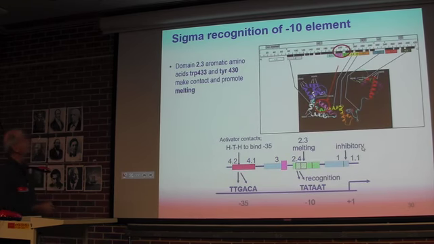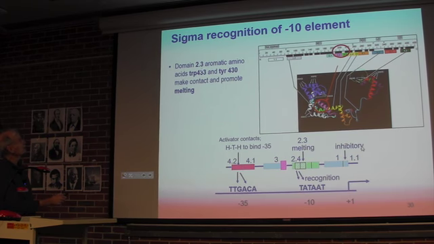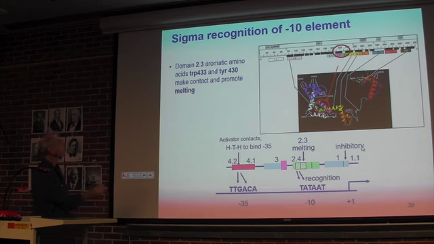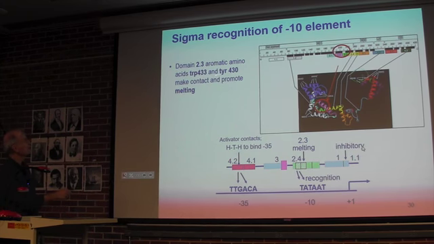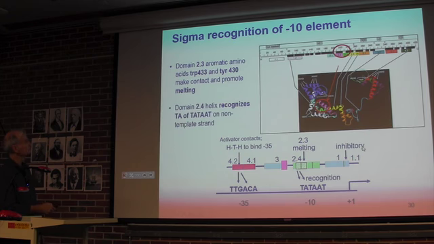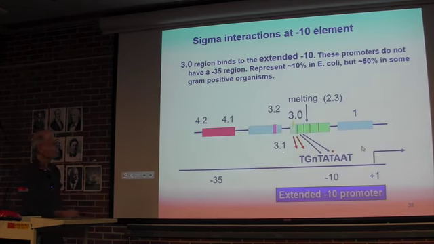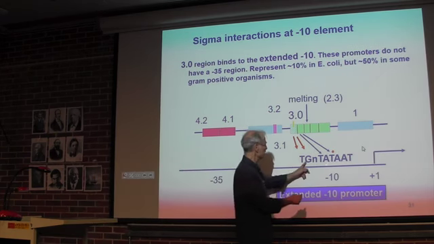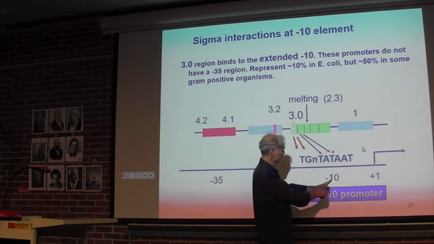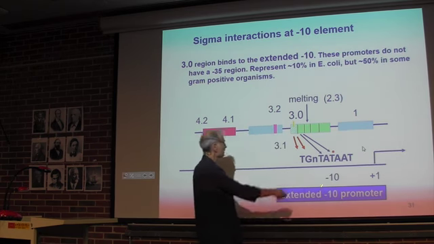Here you see, now hopefully it's becoming a familiar diagram, domain 2.3, the tryptophan and tyrosine. These make contact; these would be in domain 2.3, and they're responsible for the melting. Domain 2.4 recognizes the TA of TATA. Okay, here you see this again. Where is minus 10? It's actually TAT, it's in that second T. That lines up where the dot is, that's where minus 10 actually is.